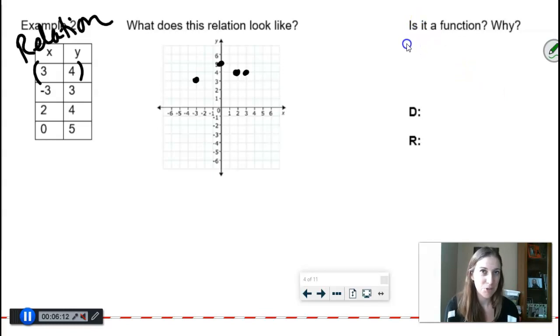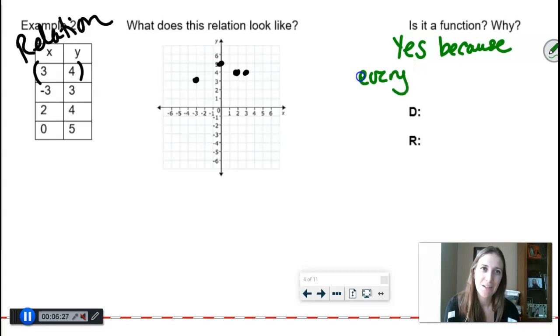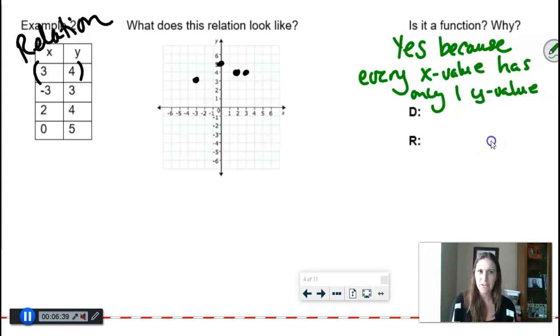And the next question says, is this a function? And surprisingly to some of you out there, you're probably thinking, no, it's not a function because something weird happened. But by the definition of functions, this is a yes, this is a function. Because every x value has only one y value. So this is a little confusing to kids at first because they're looking at this one and they're thinking there's a problem right here.